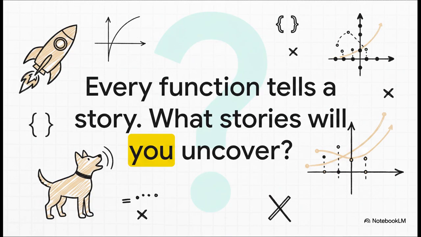So as you can see, domain and range aren't just random rules from a textbook. They're like the guardrails that make sure our math actually lines up with reality. It doesn't matter if you're coding a video game, building a financial model, or launching a rocket. Domain and range define the boundaries of what's even possible. So every function really does tell a story. And now that you know how to read its rules, what stories are you going to uncover?